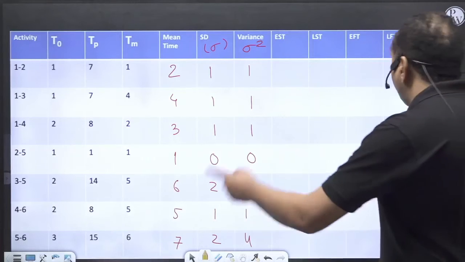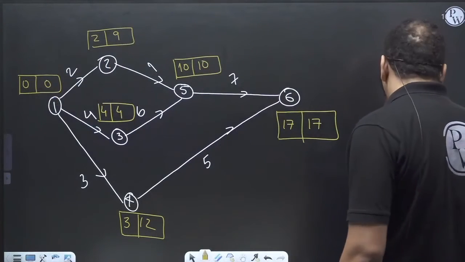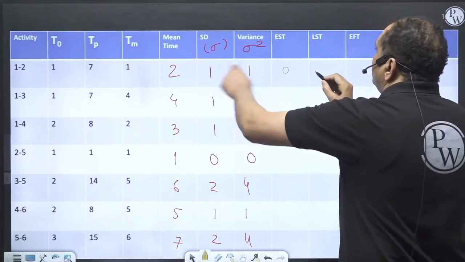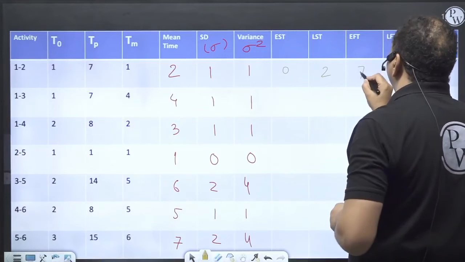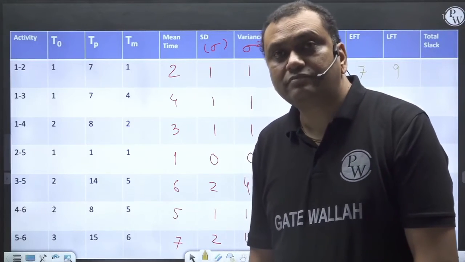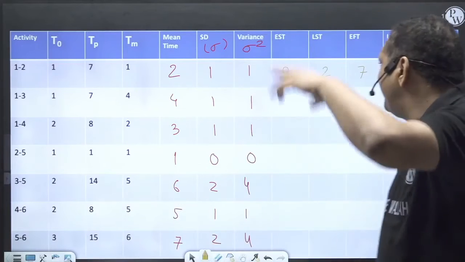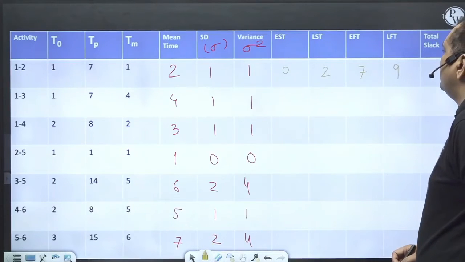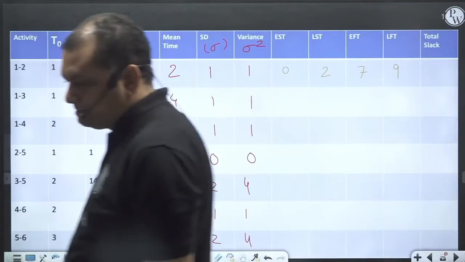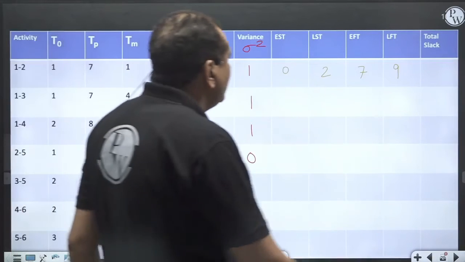EST 2, and 9, 0, 0 and 9. Mean time is 2. So 0 plus 2 is 2. 9 minus 2 is 7. And what in critical path method we call total float, here we call slack. The thing is the same. There we call it total float, here we call it total slack. 7 minus 0 is 7. Total slack is 7.